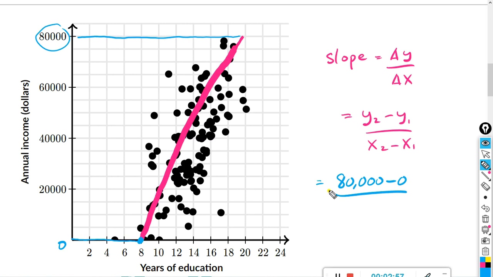Now for the x coordinates. Again, go to the end of the line, and we'll trace it down to the x-axis this time. We are at 20. And the other x coordinate, here's our line, we go to the other end of the line, and the x coordinate is 8. So it's going to be 20 minus 8.